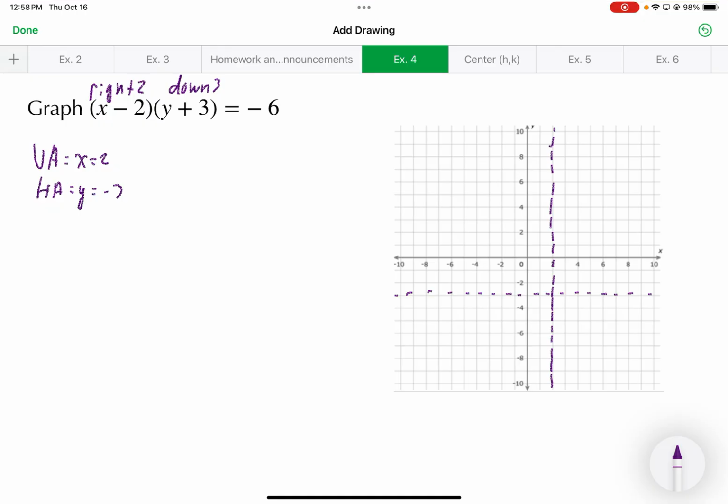Okay, all right, so let's make a table. I think this is how you've been instructed in the past. I'm going to make a table for x and y values that multiply to equal -6, ignoring the shifts. And then I'm going to do a separate table where I actually include the shifts as well. So I'm going to shift all my values by going right 2 and then down 3.